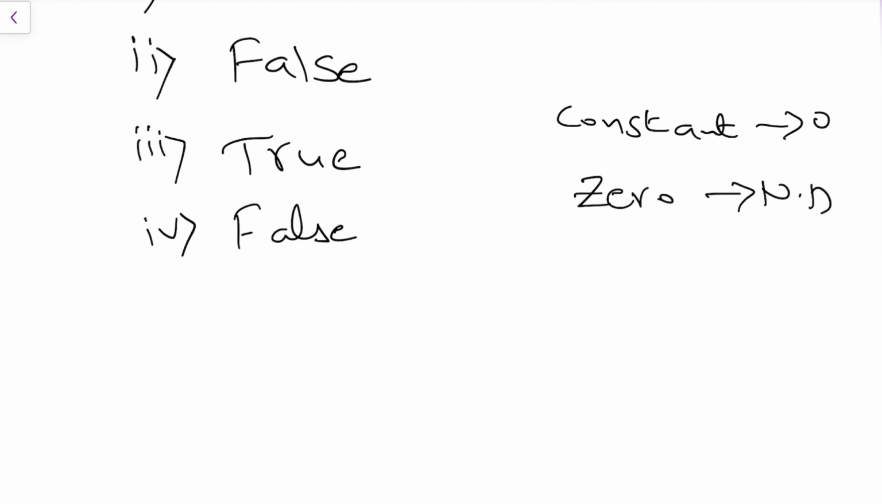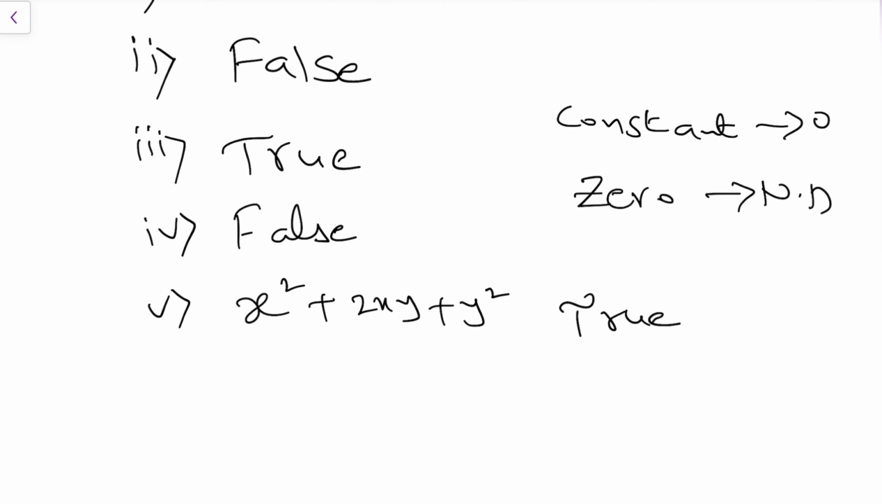Next, question number 5. He gave one polynomial, that is x square plus 2xy plus y square, and he is asking whether the degree is 2. Yes, obviously the degree is 2, so this statement will become true. Next, last question in this, that is pi r square. He is saying that pi r square is a monomial. Of course, in this no plus or minus symbols are there, so that's why this is a monomial. So it is a true statement.